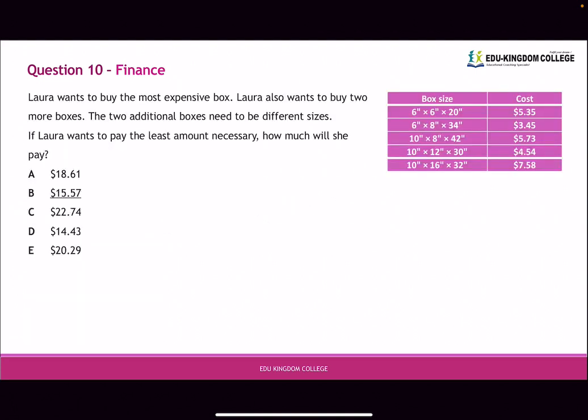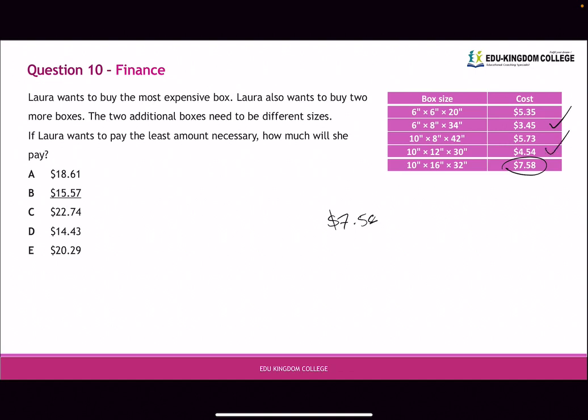Now question 10, same table, but Laura wants to buy the most expensive box, so that's $7.58, and then also buy 2 more boxes, and so they need to be of different sizes. And so in the end, it's weird because she wants to buy the most expensive box, but then she wants to pay the least amount necessary for the other 2 boxes. So that's just going to be this box and then this box.